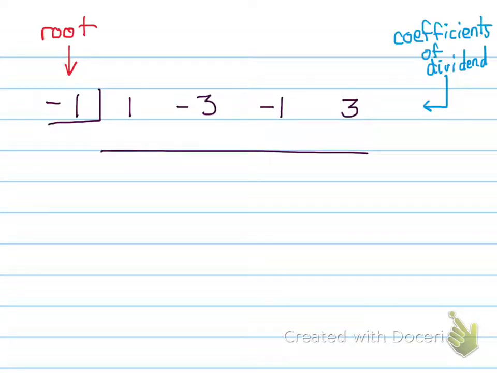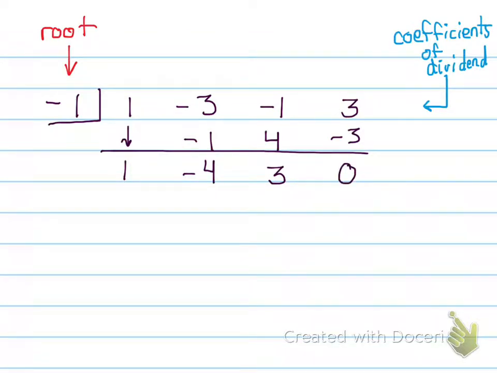All right, to do synthetic division, remember, you're going to multiply, add straight down. Multiply, add straight down. I'm going to bring down my first number, multiply that 1 times my root of -1, which gives me -1. And then I'm going to add straight down. -3 plus -1 equals -4. I'm going to multiply that -4 times the root, which would give me +4. Add straight down, that gives me 3. Multiply that 3 times the root, that will give me -3. Add straight down, that gives me 0. So that means I have no remainder.